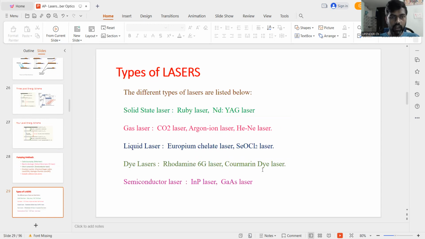Next one is dye lasers. Examples for the dye lasers are rhodamine 6G laser and coumarin dye lasers. Next one is semiconductor lasers: indium phosphide laser, gallium arsenide laser. These are the examples for the different types of lasers. Totally 5 types of lasers are there: solid state laser, gaseous laser, liquid lasers, dye lasers, and semiconductor lasers, with the corresponding examples given here.